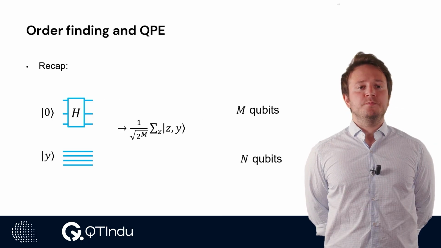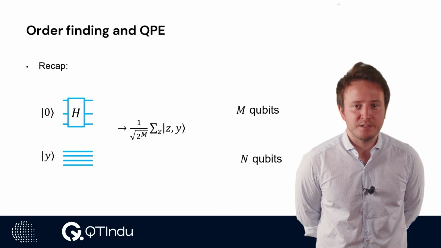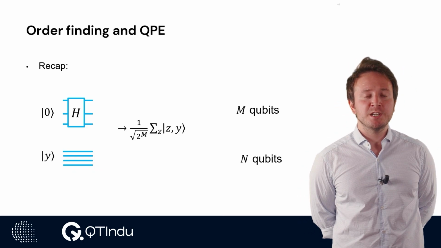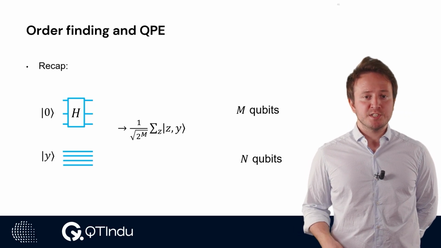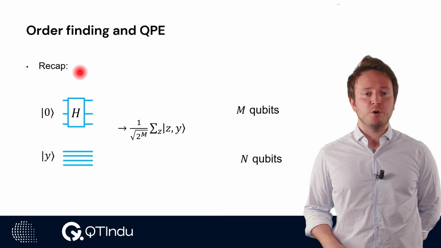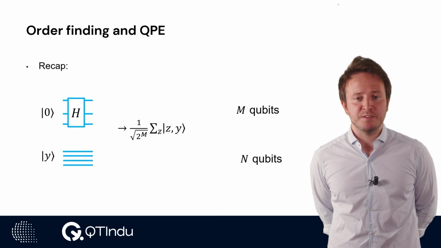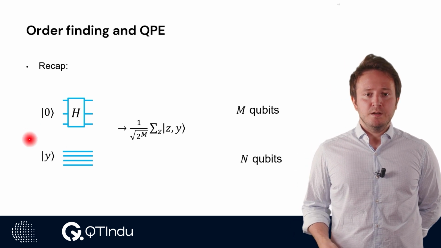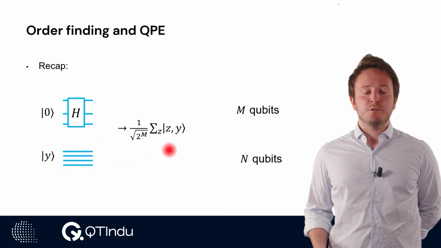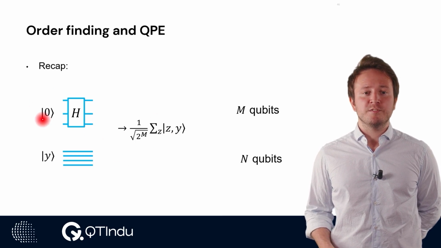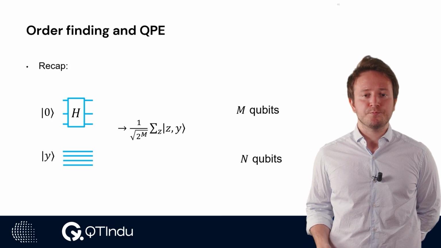Let us now make a short recap of how the quantum phase estimation algorithm works, and especially apply it to the case that we are examining now. So the first step is the Hadamard transform of the m qubits that will be used to estimate the phase. And when we do the Hadamard transform, we create the superposition of all the possible states in this m qubit register.